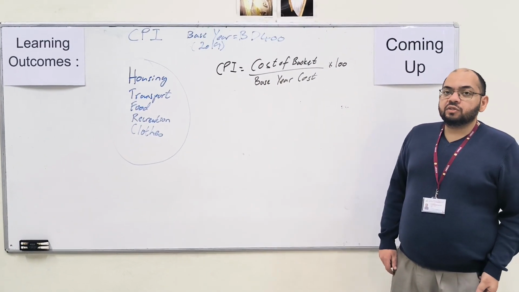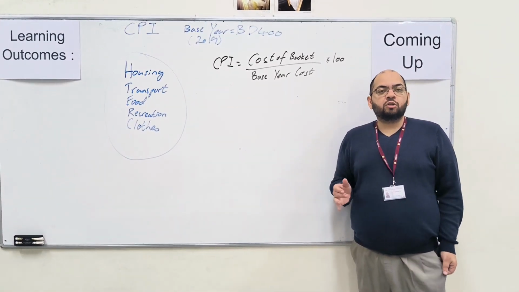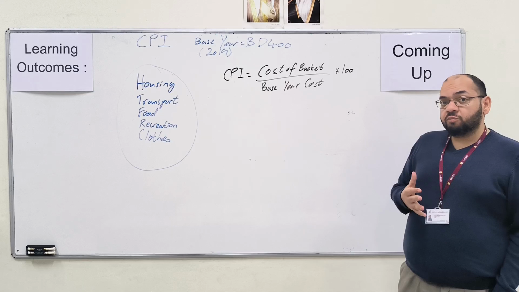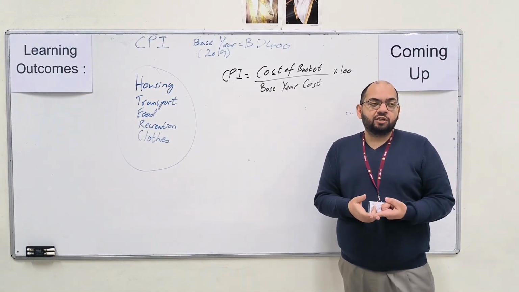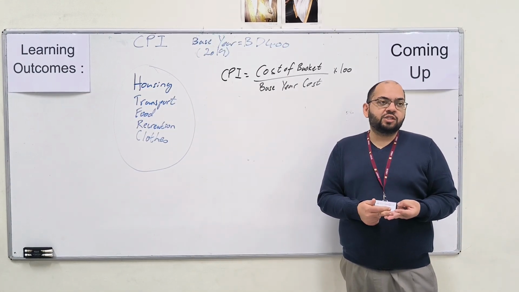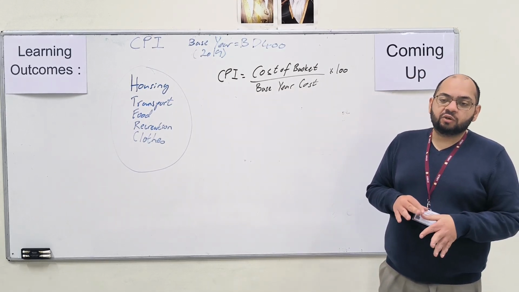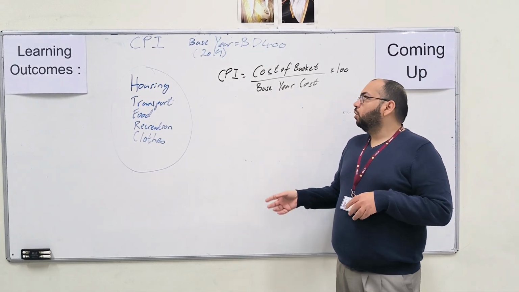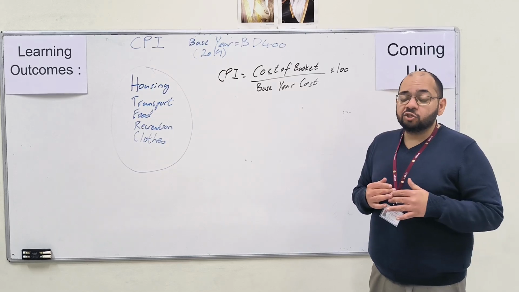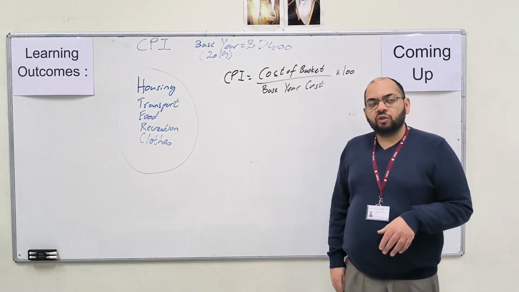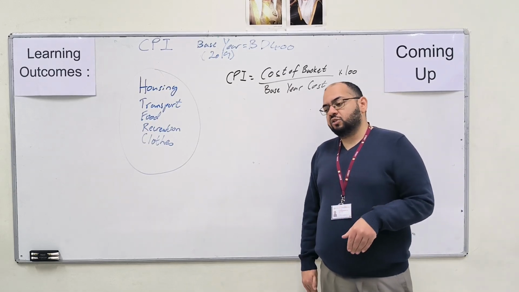Alright, hi guys. So today we're going to be going through inflation, and there's a lot of parts of inflation that we can go through. There's inflation, there's disinflation, there's deflation, there are the consequences of inflation, there are many aspects of inflation that we need to go through. But for today, we are only going to be looking at how we measure inflation using CPI, which is also known as the Consumer Price Index.